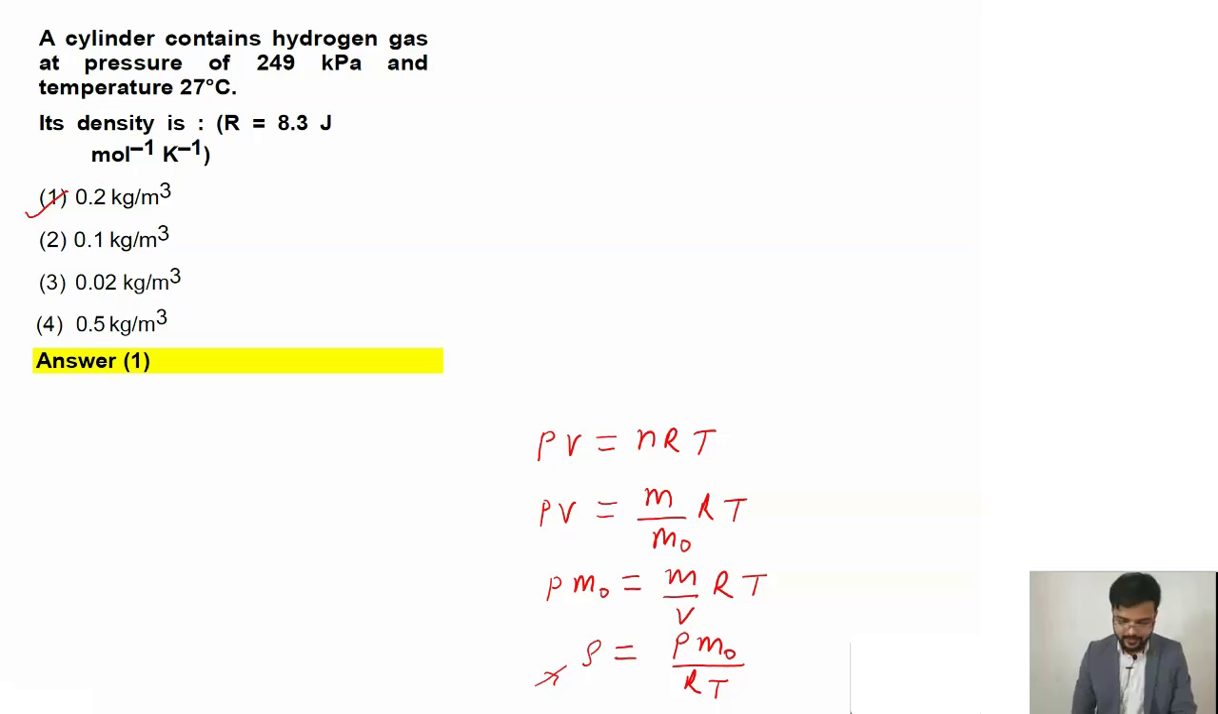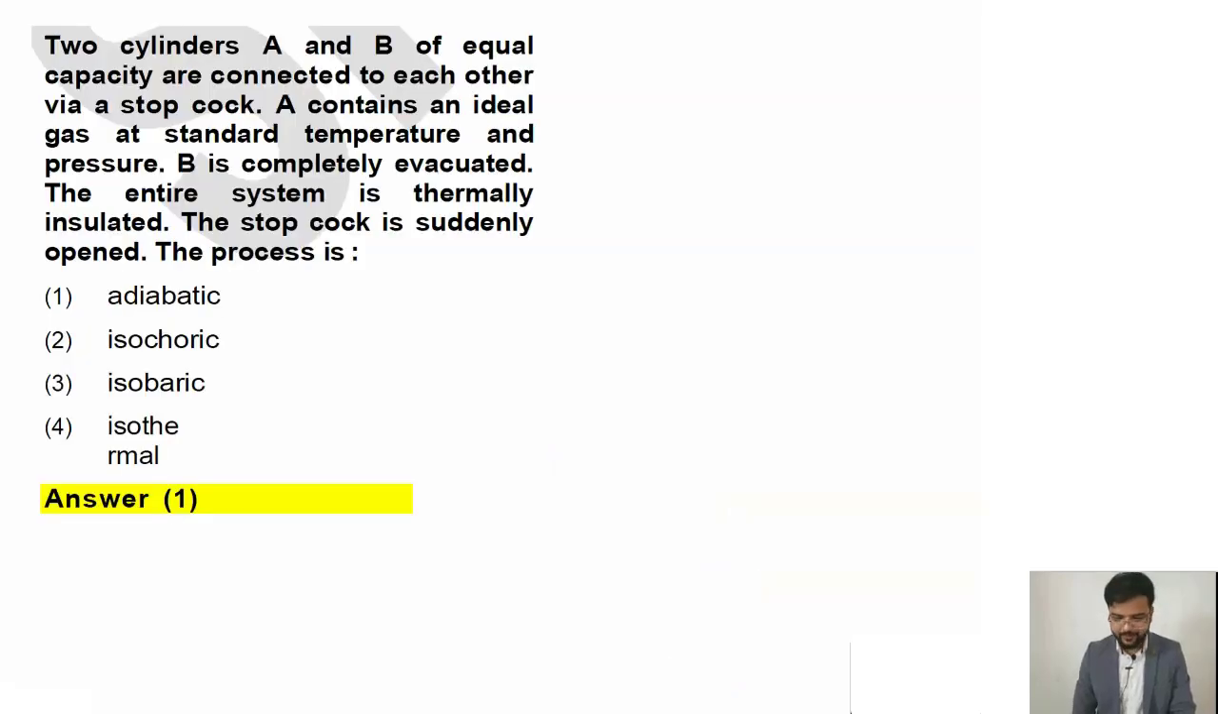Okay, let's see the next question over here. The next question is what? Two cylinders A and B of equal capacity, connected to each other via a stopcock, contain an ideal gas at standard temperature and pressure. B is completely evacuated. The entire system is thermally insulated. The stopcock is suddenly opened.